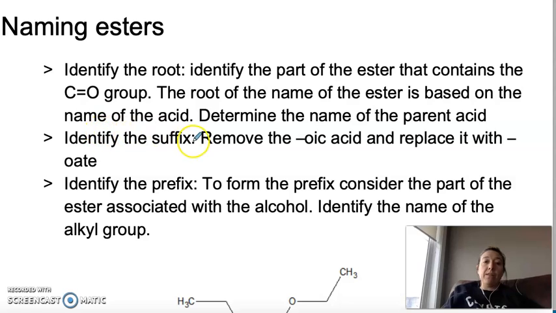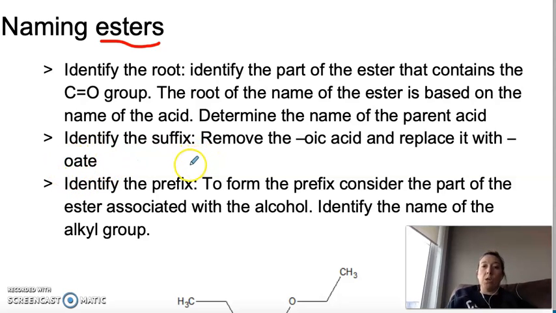You need to identify the suffix. So when it comes to esters, right? If you think about a carboxylic acid, which is what part of it is, it ends with anoic acid. We're going to get rid of that oic acid part and we're going to replace it with oate, okay? So we're going to figure out what was the carboxylic acid, how many carbons are in it, and then we're going to change the ending from anoic acid over to anoate because esters end with oate.